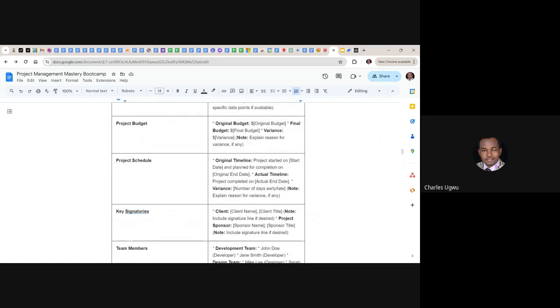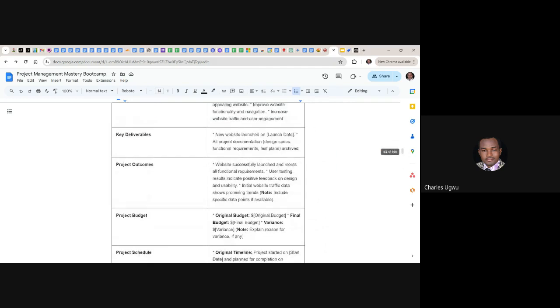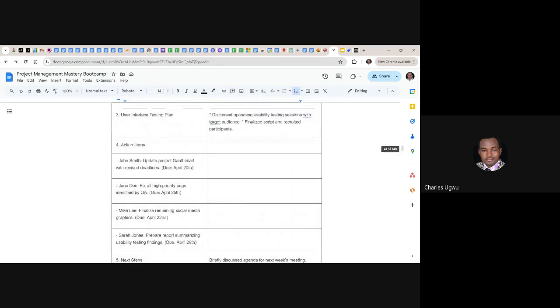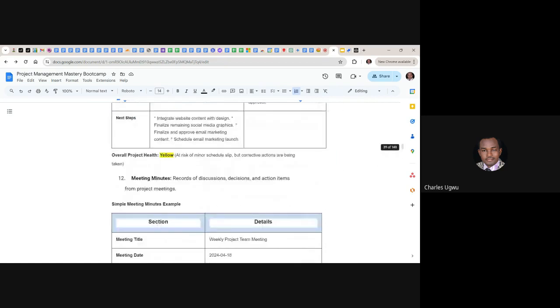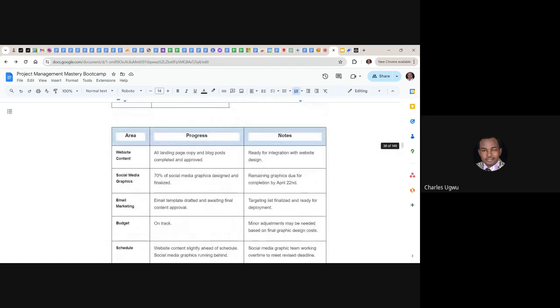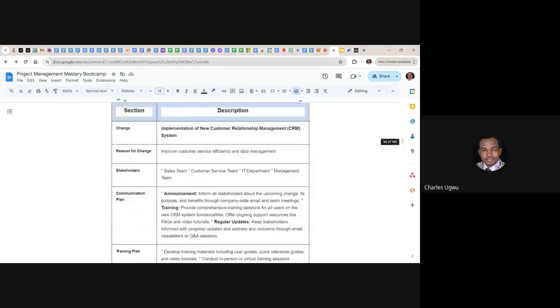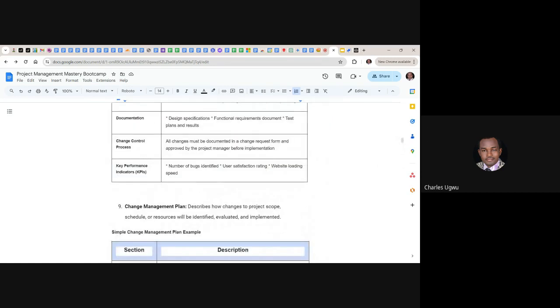So if you have questions, I think it's time for me to take some questions from you based on what we've discussed tonight. This is where we are stopping. We are stopping at the change management plan. This is where we are going to start in our next class, the change management plan document.